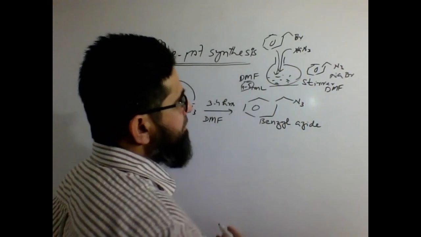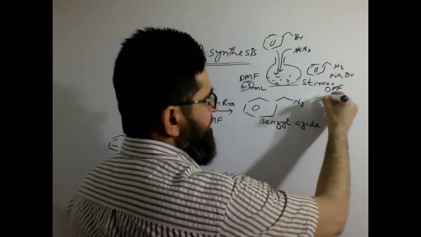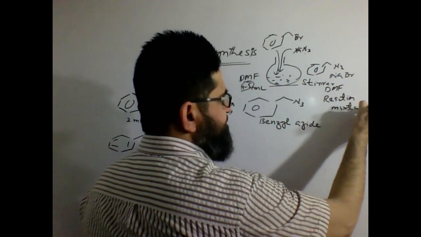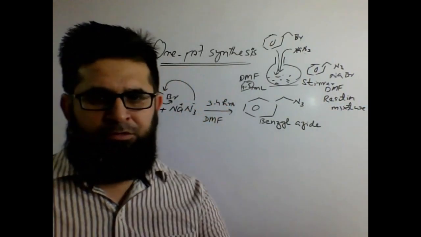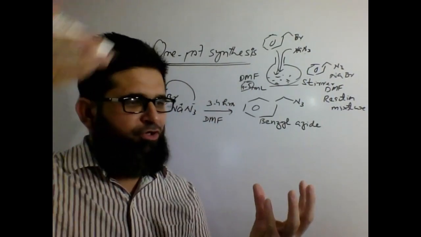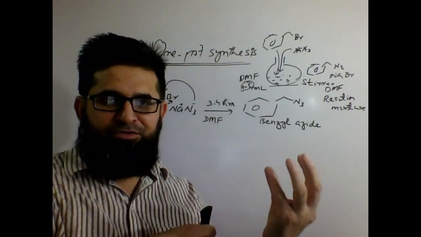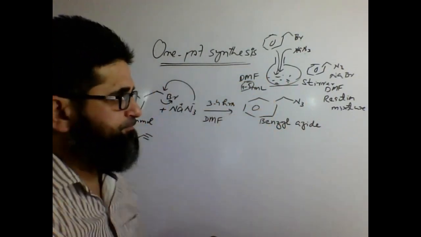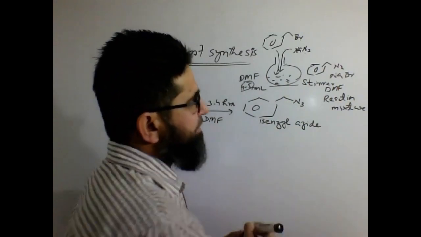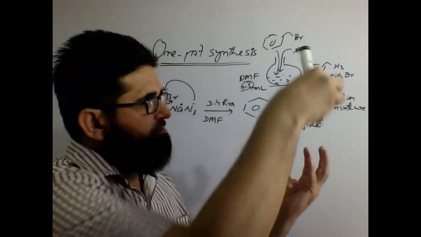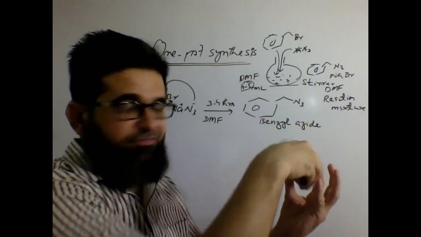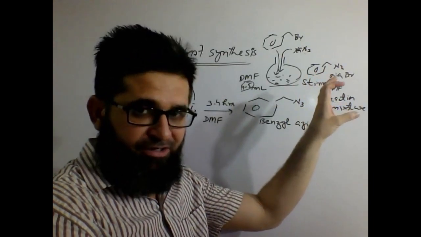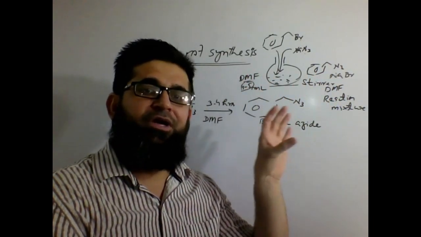So what we do, we take this reaction mixture, and we pour it into a separatory funnel. You guys have an idea about the separatory funnel. Then into the separatory funnel, we put in a certain organic solvent which can dissolve this product. Because it's an organic reaction, our product is an organic entity, so it can be dissolved by a certain organic solvent.